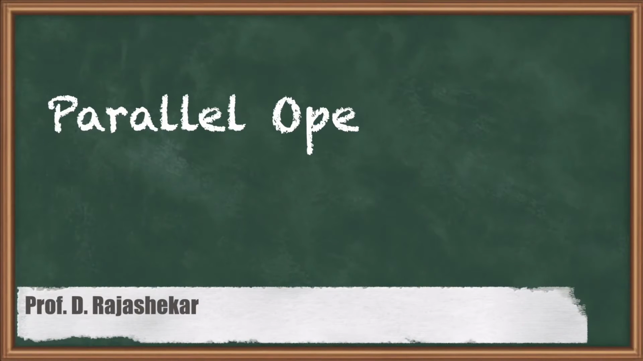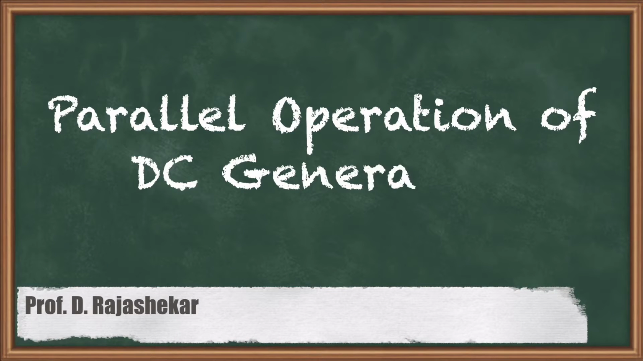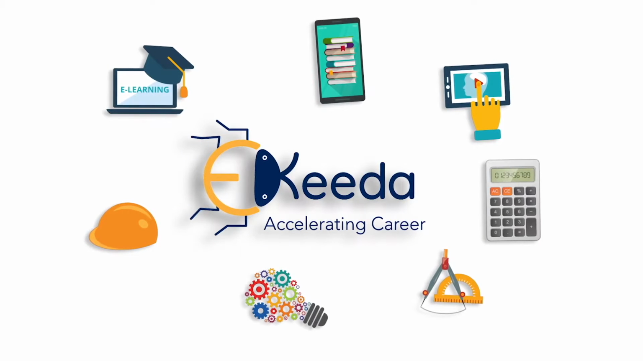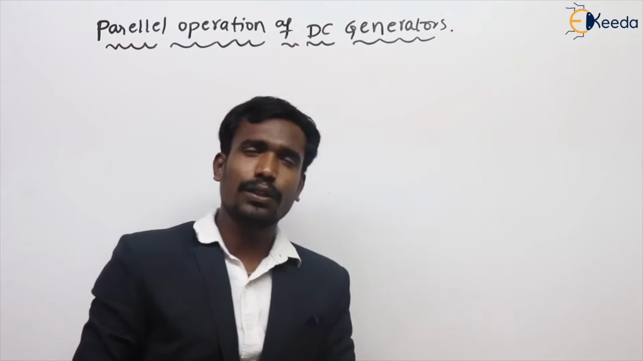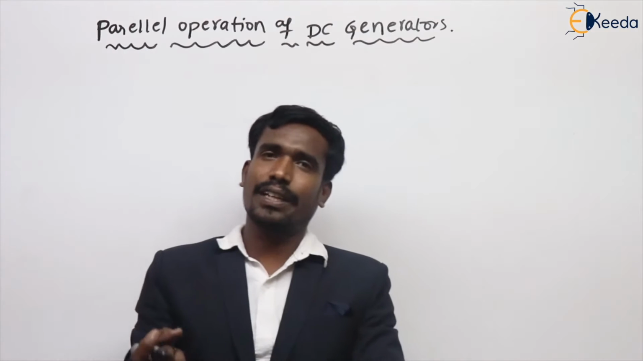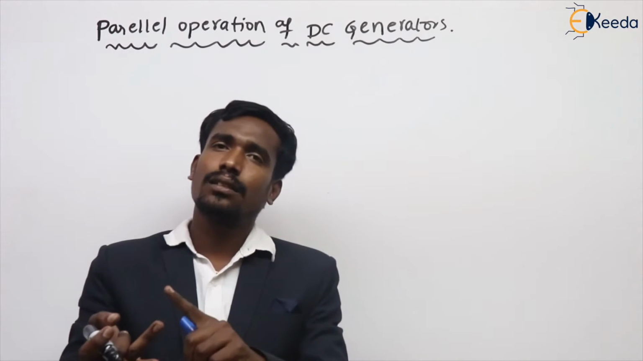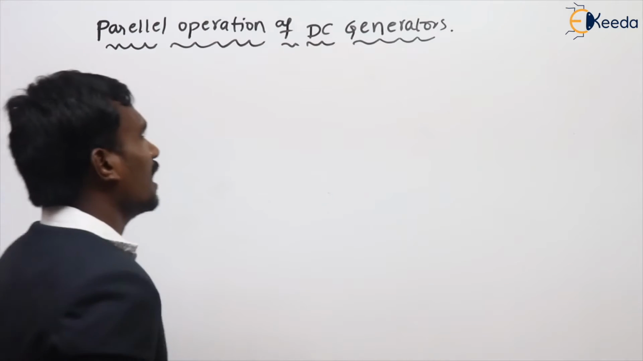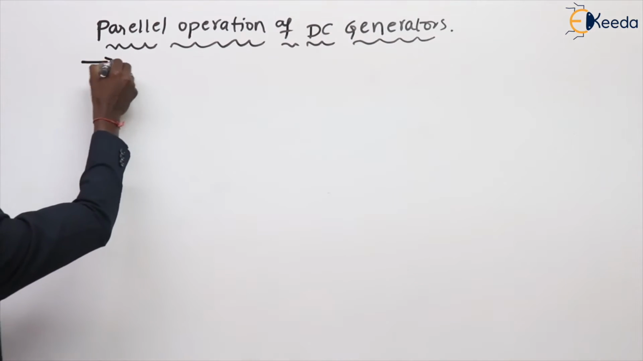Hi friends, in this video we are going to discuss parallel operation of DC generators. We know that generally parallel operation is done for generators and transformers, not for motors, right? So what are the advantages of parallel operation?